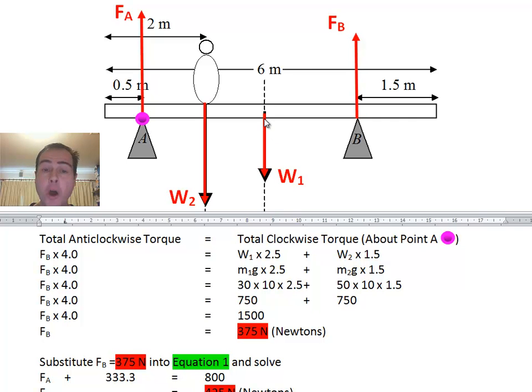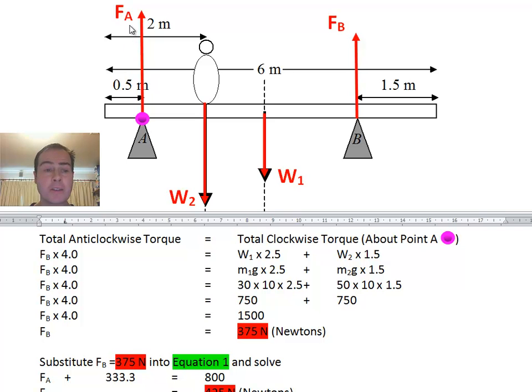W1, however, is pushing in the opposite direction, downwards. If it were the only force acting, the board or the beam would start to move downwards and in a clockwise sense about point A. So W1 contributes a clockwise rotational torque. Likewise, so does W2, pushing downwards, creates a clockwise rotation.